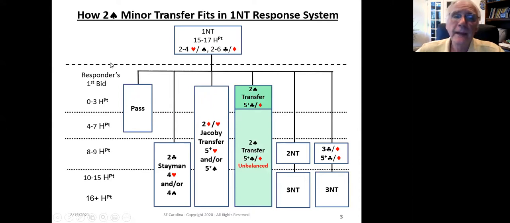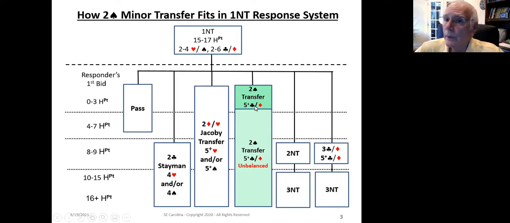All right, now, you've seen this chart before. I've modified it just slightly and gone back and updated the previous two lesson handouts. Okay, it's kind of a high-level overview of the response system. With 0 to 7 points and a balanced hand, we're just going to pass one no trump. That's the safest place to play. With 8+ high card points and a 4-card major, we're going to use Stayman. With 5+ cards in hearts or spades, we're going to use the Jacoby transfer. That pretty much covers the waterfront as it relates to balanced hands and majors.